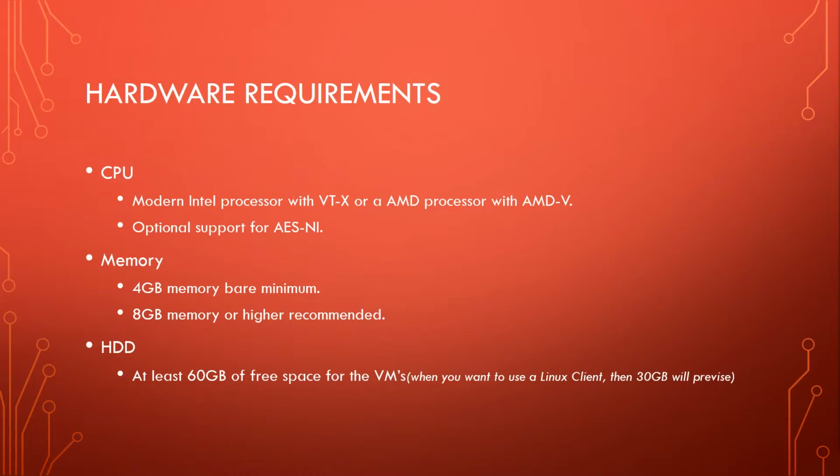The hard drive needs to have at least 60 gigabytes of free space for your VMs. If you want to use Linux as a client for this tutorial, you would also have enough with 30 gigabytes. Keep in mind that if you want to install more virtual machines later on, you need more free space. And keep in mind that if you put these virtual machines on a normal hard drive, it will be slower in comparison to an SSD, which you may be running from right now.